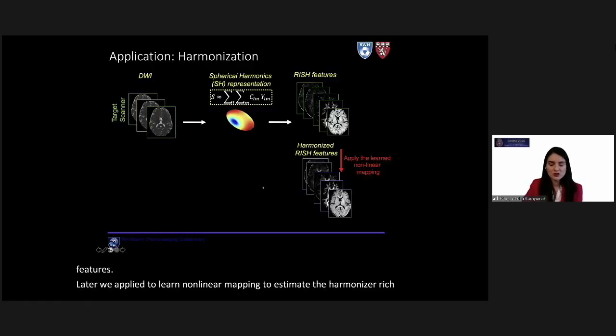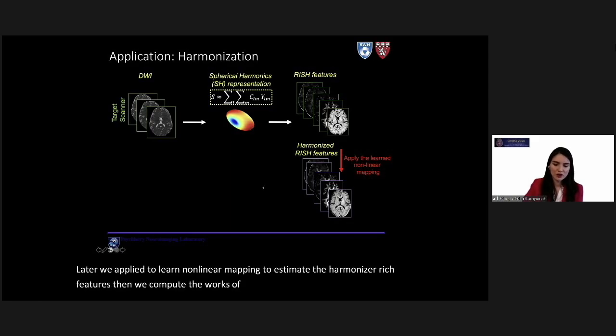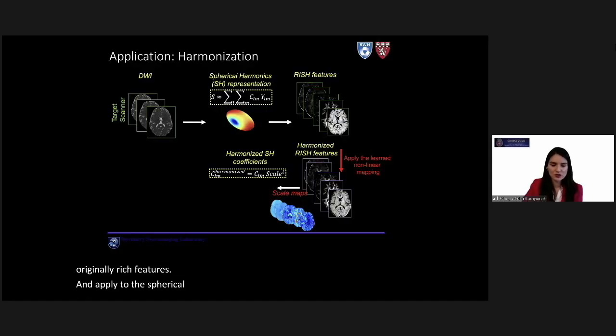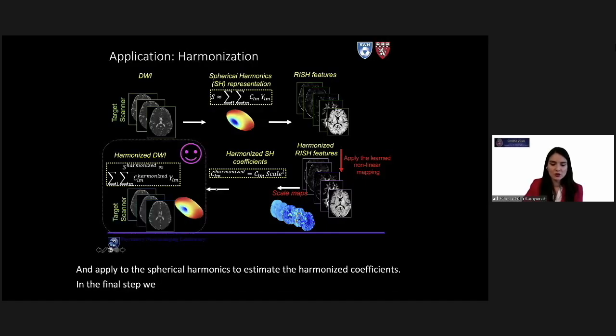Then we compute the voxel-wise scale map using harmonized and original RISH features and apply it to the spherical harmonics to estimate the harmonized coefficients. In the final step, we reconstruct the harmonized signal using the harmonized spherical harmonics coefficients.